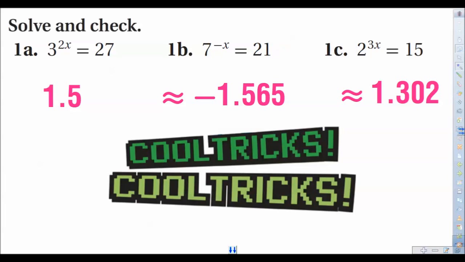Cool tricks! Cool tricks! Whoa! What was that? Huh, cool tricks, huh? So what kind of cool tricks can we use with this kind of problem here? Let me show you that cool trick we can do here.